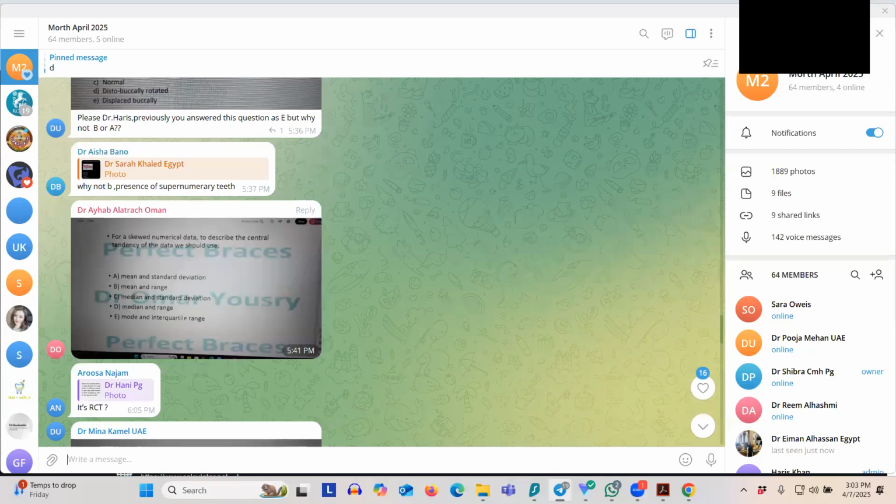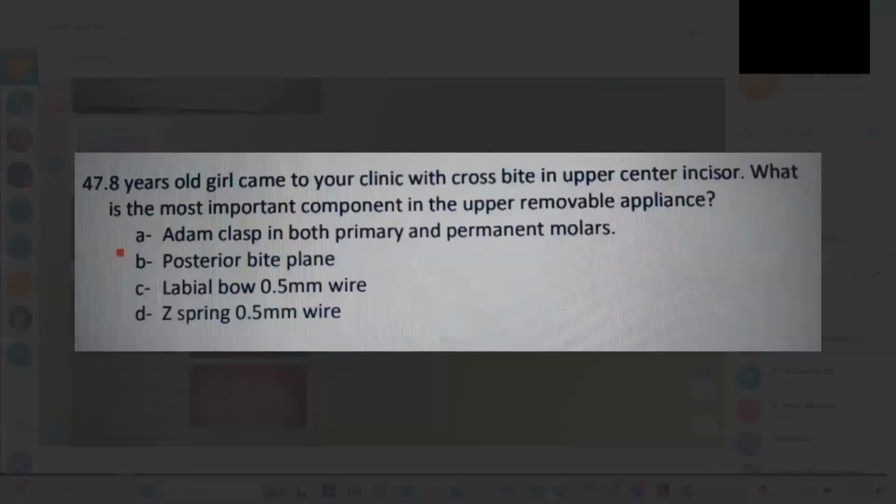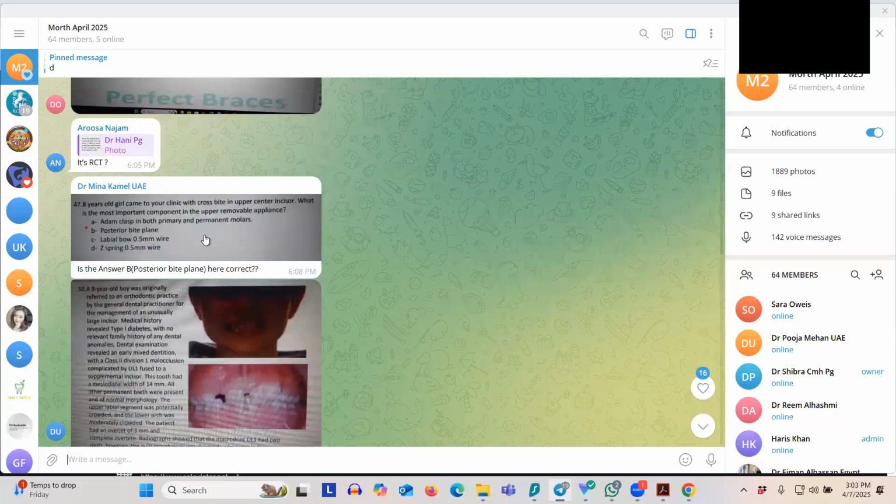An 8-year-old female came to your clinic with a cross-biting upper central incisor. What is the most important component in the upper removable appliance? The most important component is the active component, right? So it's an anterior cross-bite. There should be a Z spring, and that should be 0.5 millimeter. Option D here.